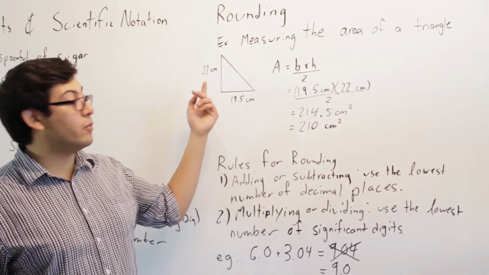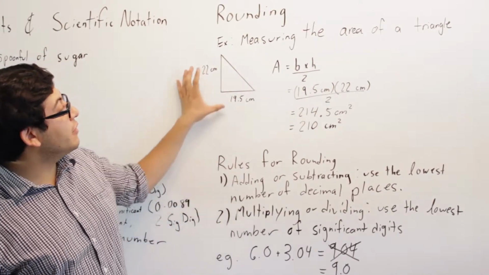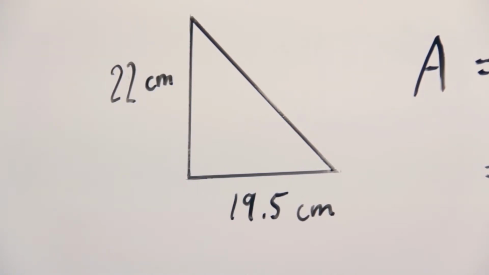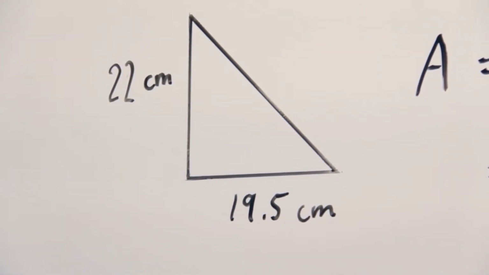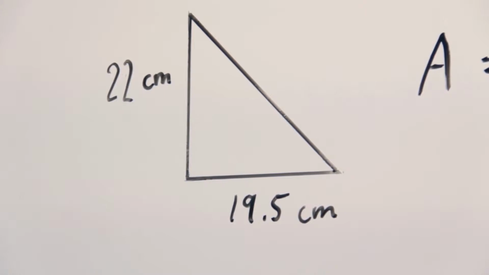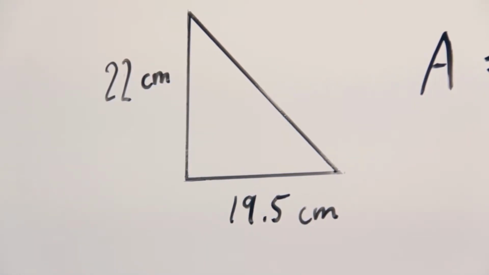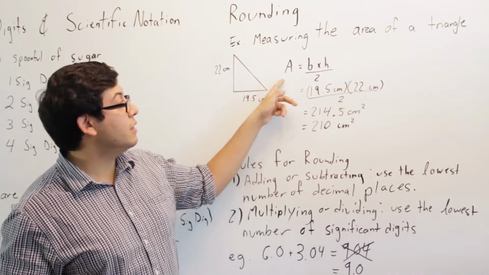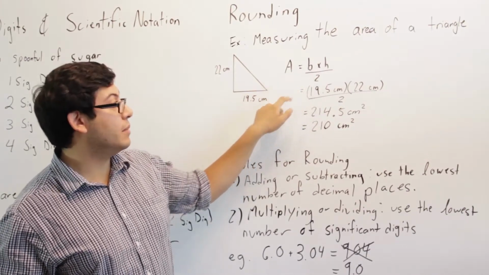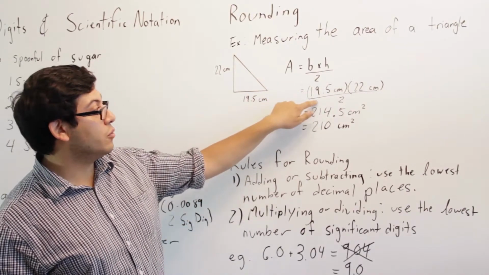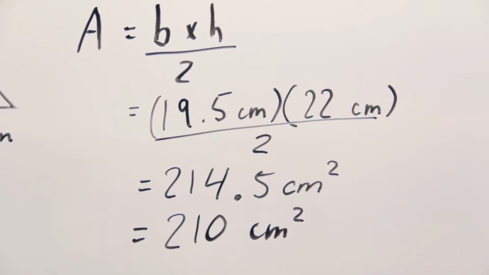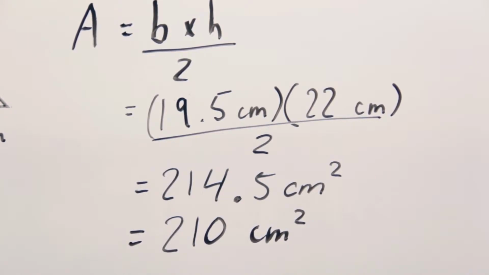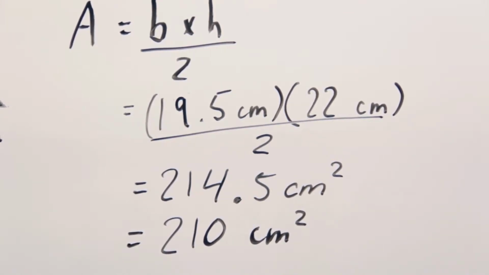Next, let's talk about rounding. Over here I've drawn a very nice triangle, and we're going to try to measure the area of the triangle and correctly round. As you can see, the height is 22 centimeters, and the base is 19.5 centimeters. The equation for the area of a triangle is area equals base times height divided by 2. So 19.5 is the base, 22 is the height. That gives us 214.5 centimeters squared.